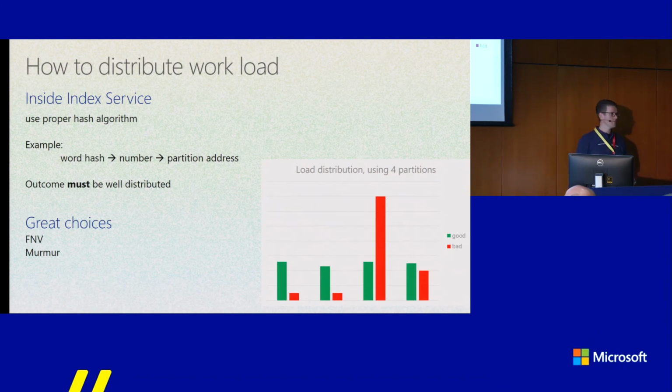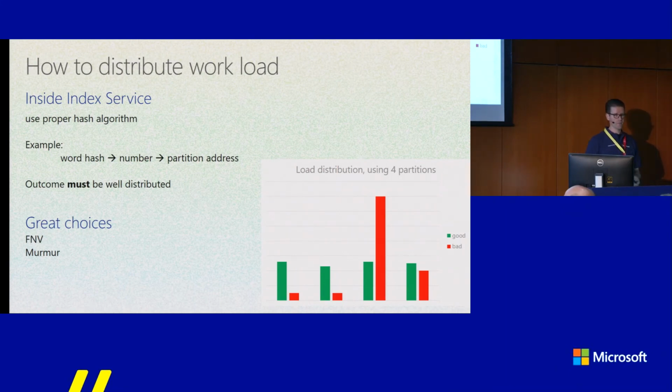All right, so how do you do this distributing of load? Well, you can use a hash algorithm. So for instance, you take the word, you calculate its hash, and this hash will be a number. And we've seen before that the Int64 range partition is addressable by number. So as long as you generate a long value, you can always point to a partition.